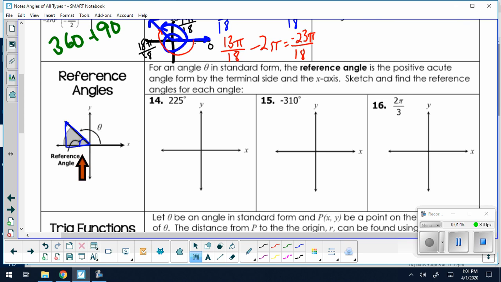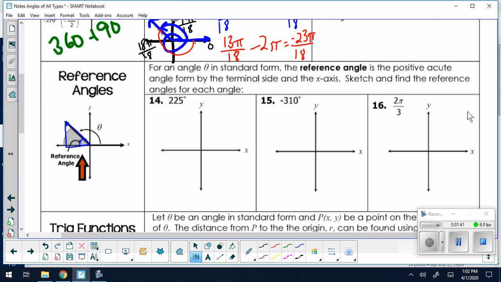That's the reference angle. So the reference angle is always considered positive. The reference angle is always acute, and the reference angle always goes to the x-axis, never to the y-axis, always to the x-axis. So let's take a look at our three examples here.